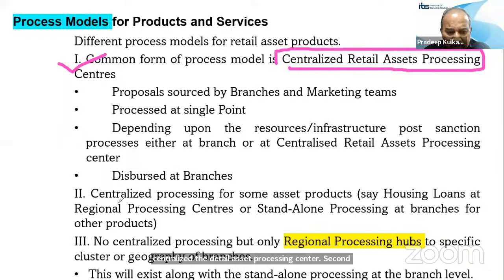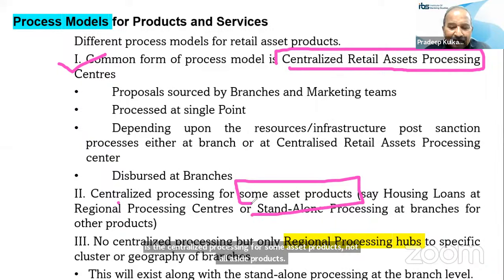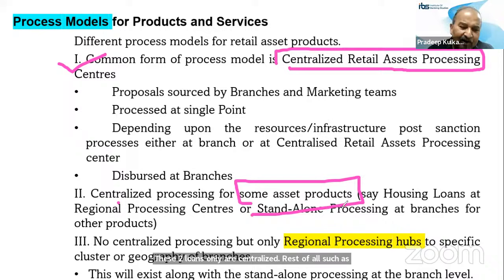Second is the centralized processing for some asset products, not all asset products. For example, some asset products such as housing loan or mortgage loan, these two loans only are centralized. Rest of all, such as vehicle loan and those things, are non-centralized. So that is the partial thing, centralized processing for some asset products.